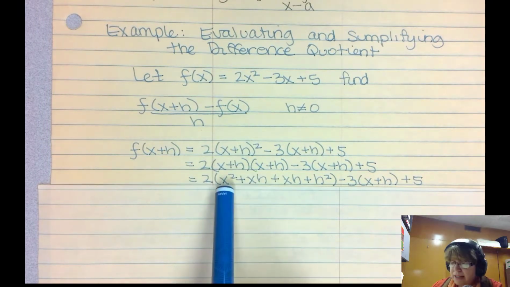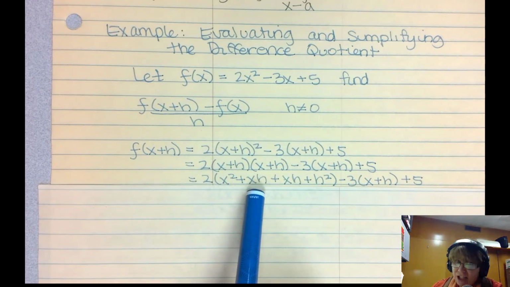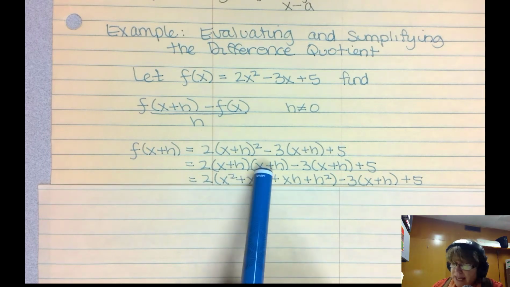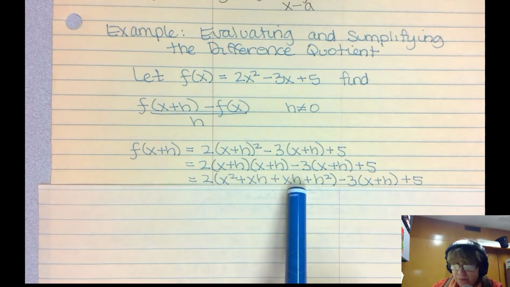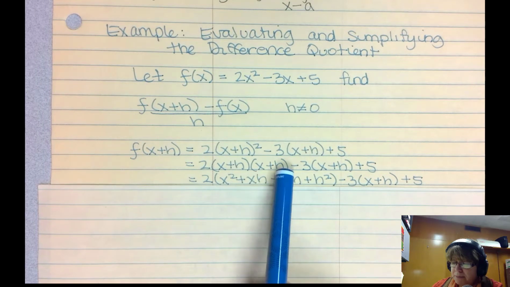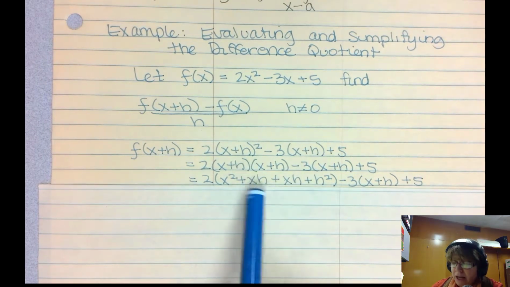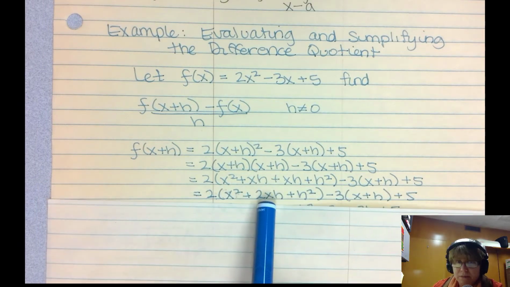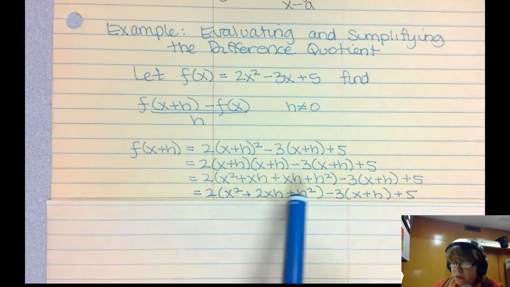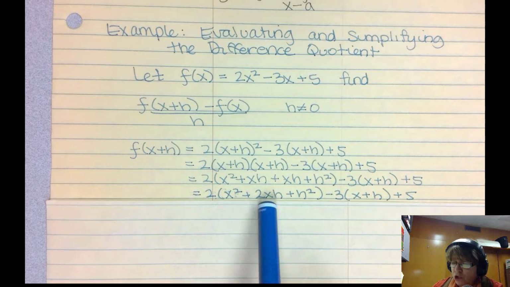x times x is x squared. x times h is xh. h times x is hx, but it doesn't matter which order I write it in, so I'm going to keep it as xh. And h times h is h squared. Now in the next step, I'm going to combine these xh's, and I get 2 of them. That's the only extra step I did: I combined those two xh's, and I get the 2xh right here.